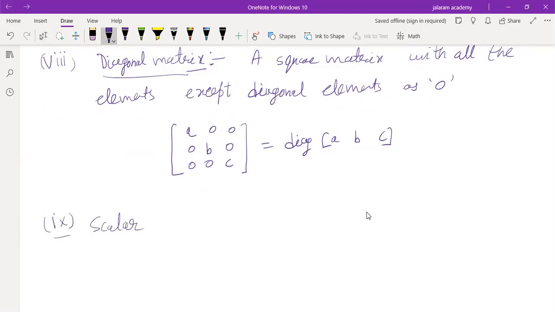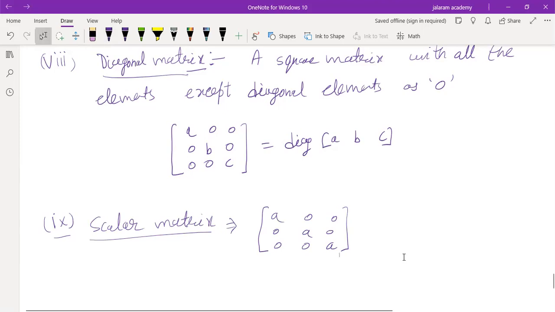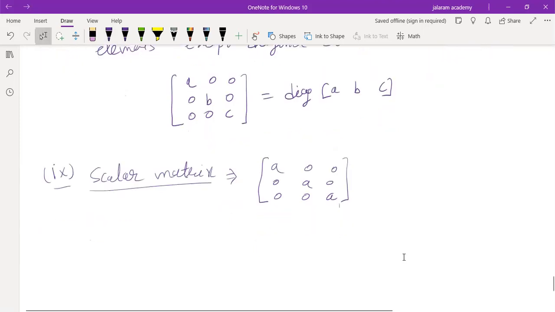Scalar matrix is also a type of diagonal matrix, in which all the diagonal elements are equal and other elements are 0. Write the definition yourself. A scalar matrix is a type of diagonal matrix in which all the elements of the diagonal are equal. Is that clear to you? Yes, sir.